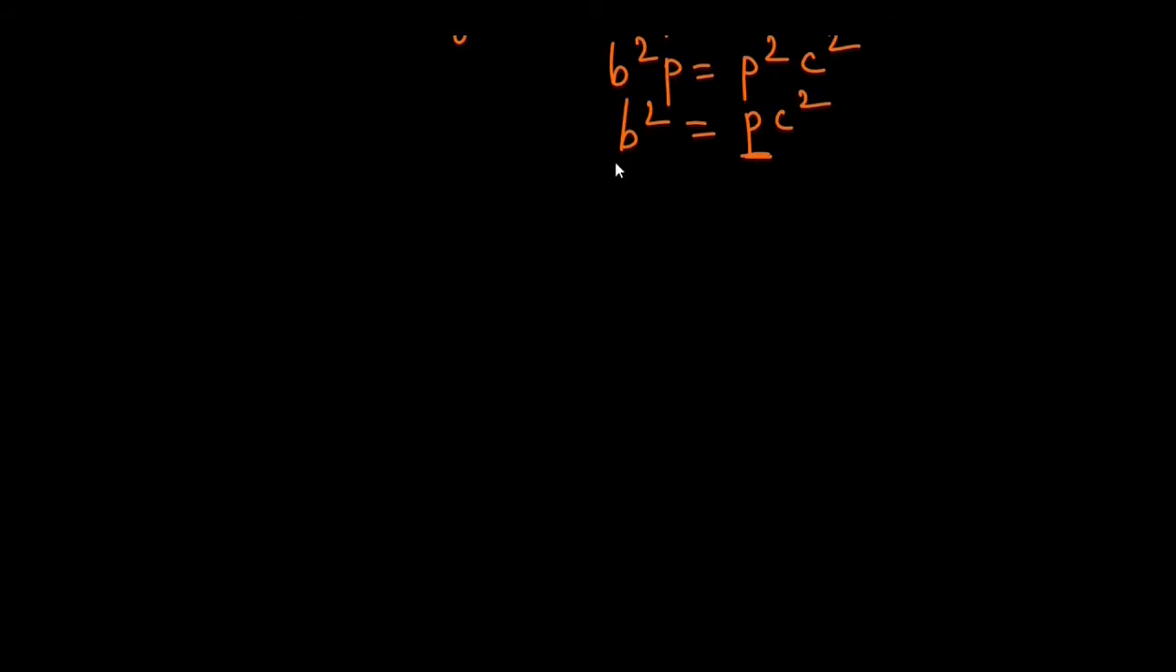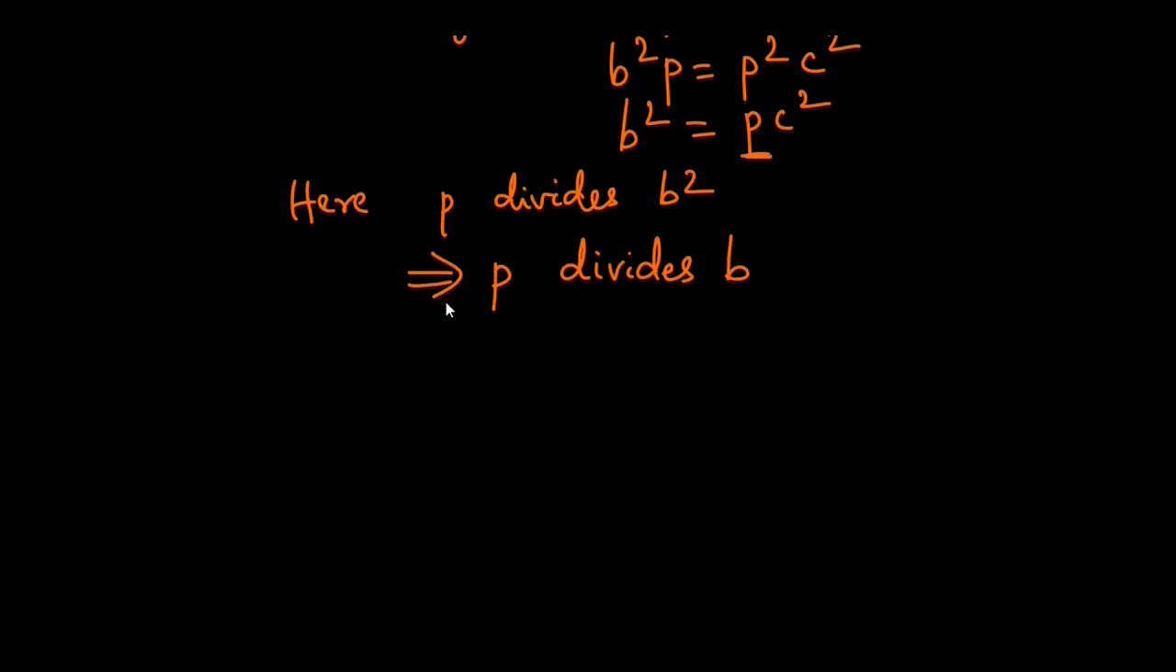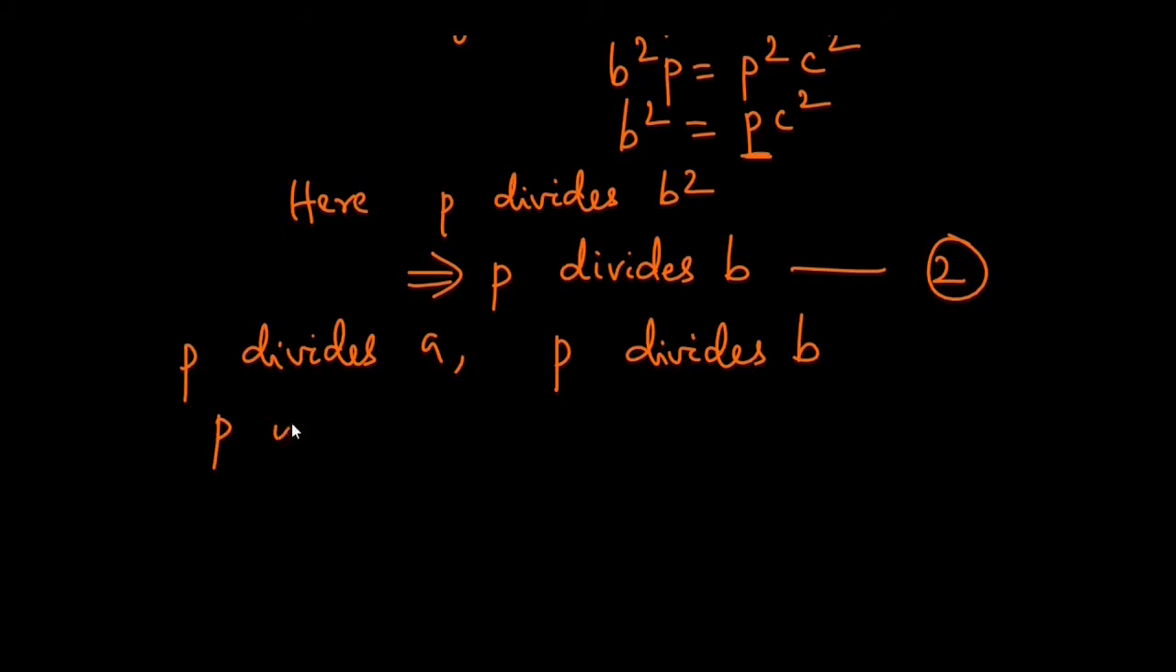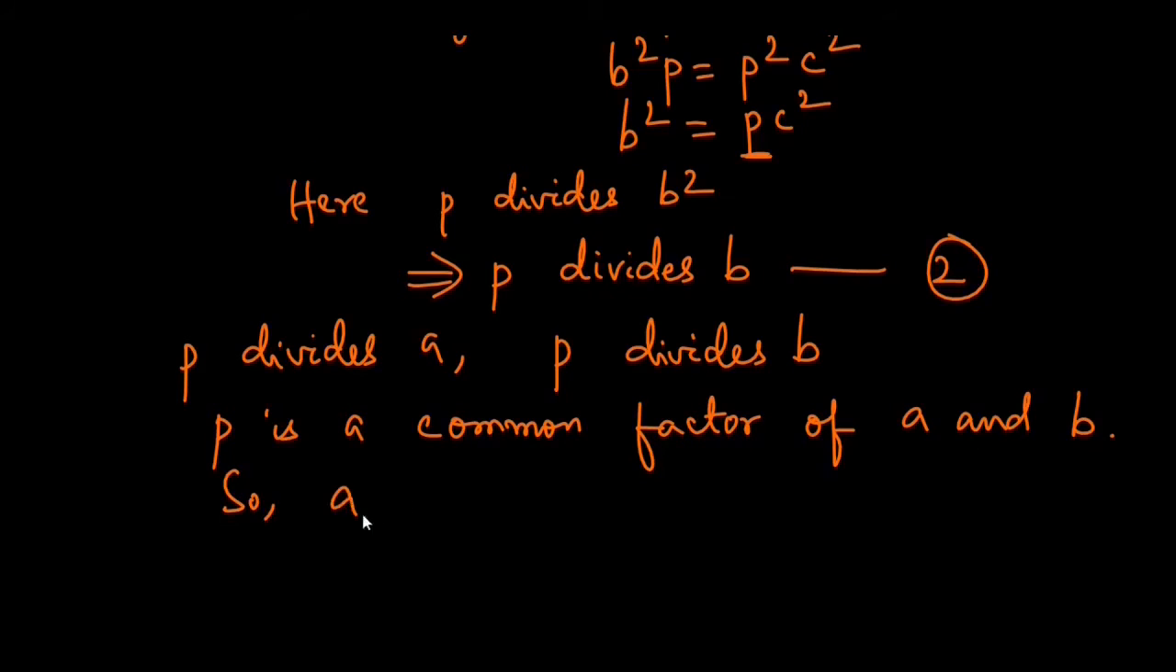Now here p is a factor of b square. Here p divides b square. This implies by theorem p divides b. When p divides b square, p also divides b. Previously we got result 1 as p divides a. Now we got the result that p divides b. So p divides a and p divides b. So p is a common factor of a and b. So a and b are not co-primes.